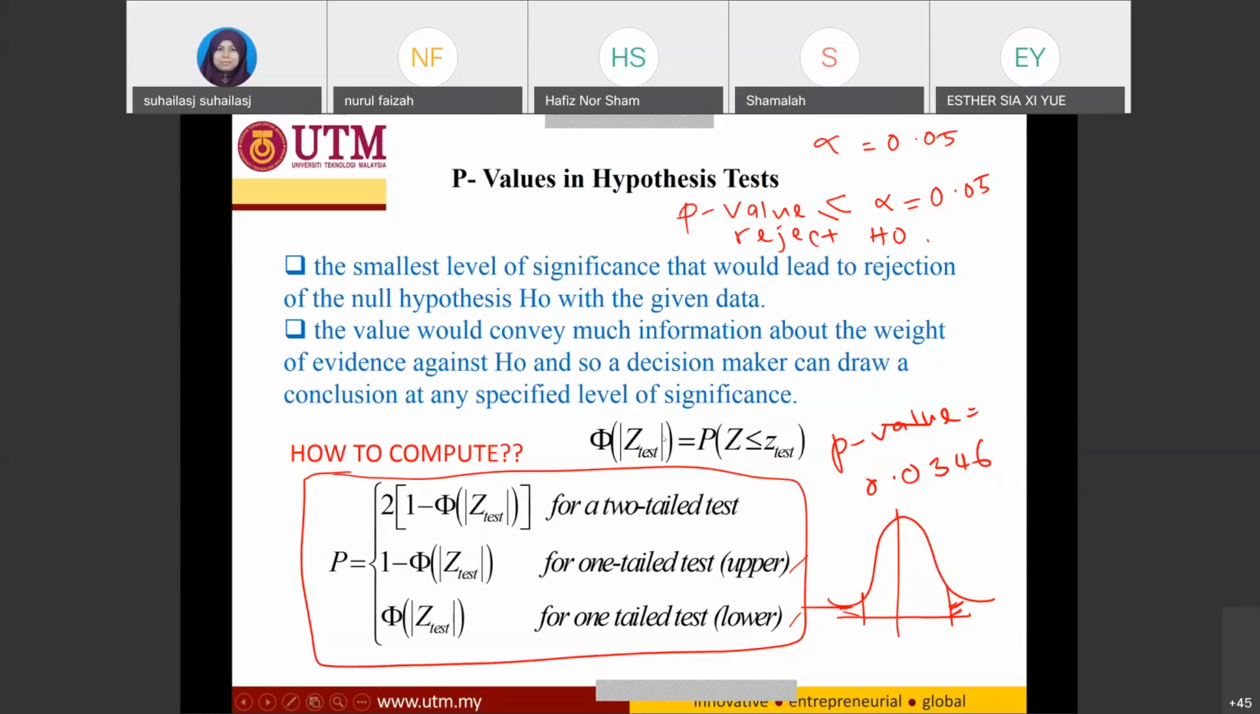For the Z test, let's say we want to find it. If you refer to your notes in the module, let's say your Z test is 2.15.